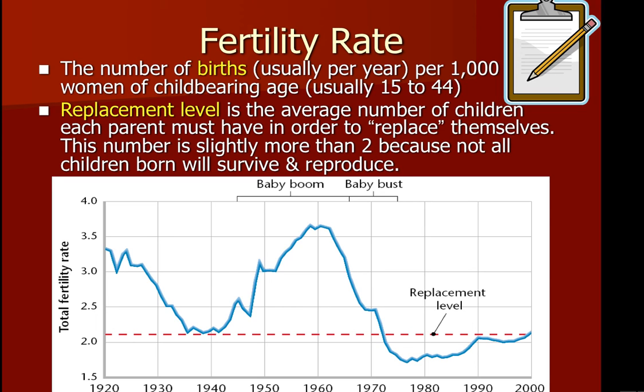Okay, so fertility rates. Fertility rates are the number of births per 1,000 women of childbearing age. So the replacement level is the average number of children each parent must have in order to replace themselves. So it's going to be a little bit more than 2 because not all children will survive and reproduce. So here in America, it's about 2.1. In other developing countries, the replacement level would be higher because they'd be more likely to die before reproductive age.